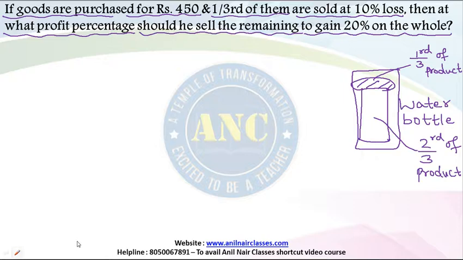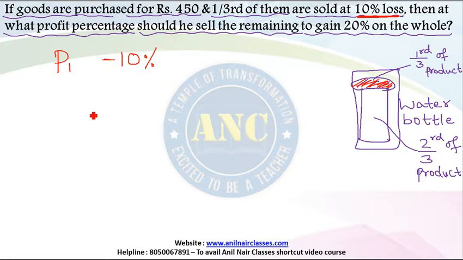Now what they are saying is, this cap, one third of the product, is sold to a different person at 10 percent loss. That means if the total product costs 100 rupees, then I have a 10 rupees loss. So 10 percent loss is also money only, right? So P1 is 10 percent loss. Because it is a loss, I am putting a negative sign.